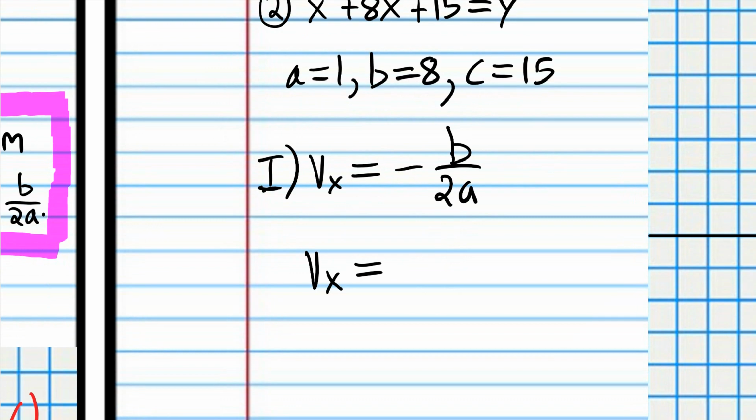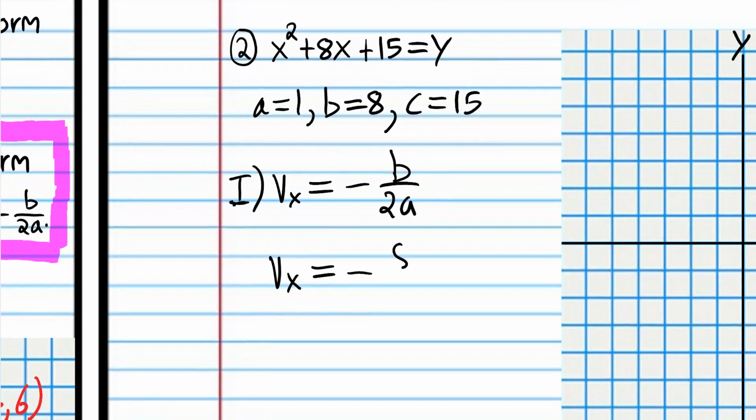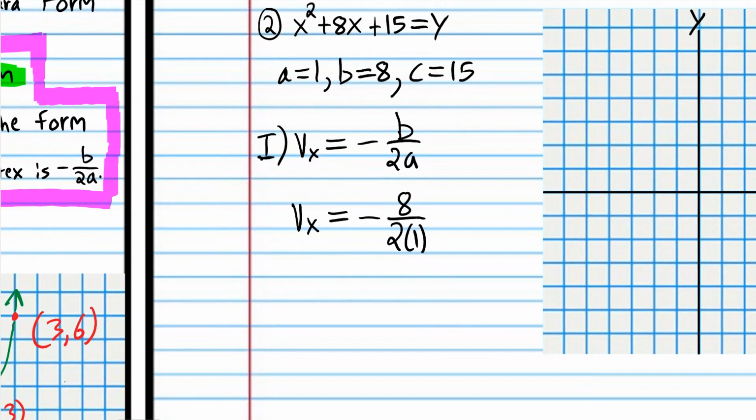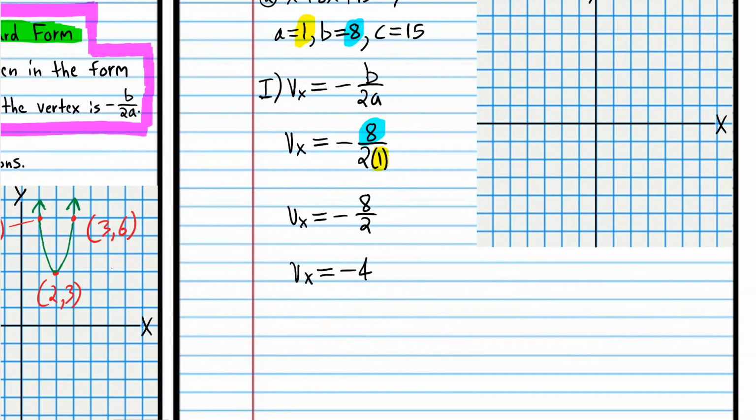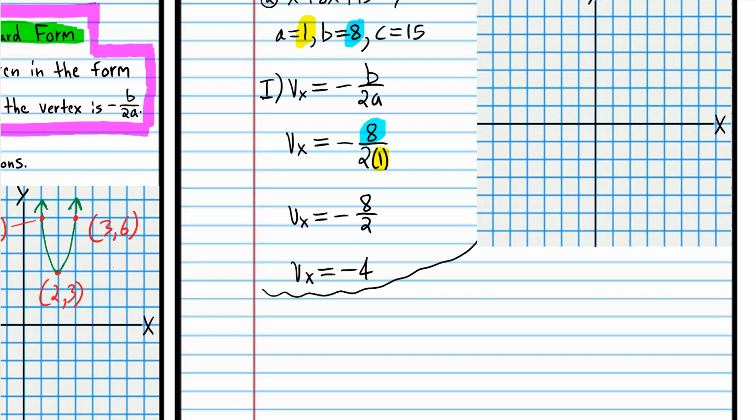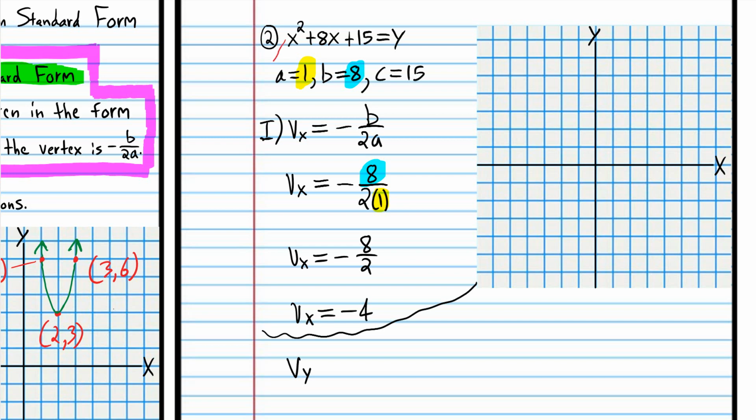And then we just plug in numbers. So b is going to be equal to 8, and a is going to be equal to 1. So if you do the math on that, we get negative 8 over 2, which is equal to negative 4. And I got that b value from here, just to be clear, and I got the a value from there. So now we're going to section that off, and we're now going to find the y value of the vertex. To find the y value, we just plug in that x value into that equation.